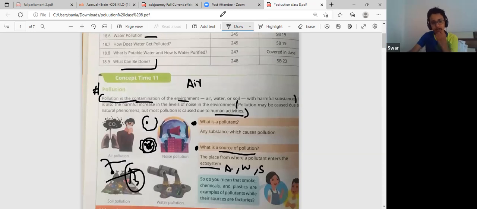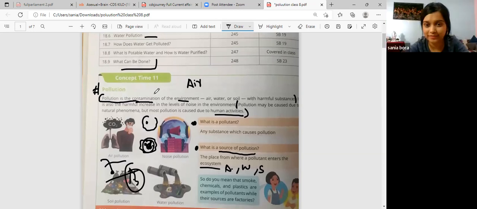Ma'am, so I technically have to write the entire paragraph, right? No, no. That's why pollution till here is the first point, and from here pollution is the second point. Oh, okay, understood.